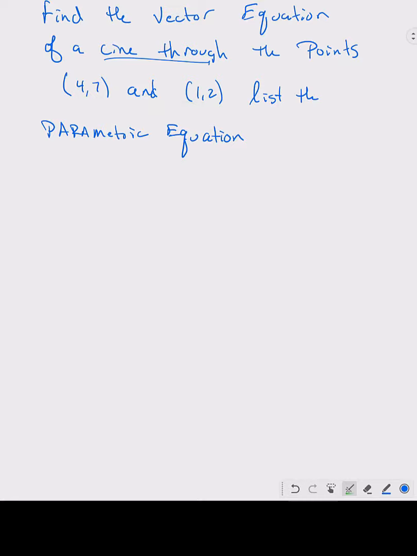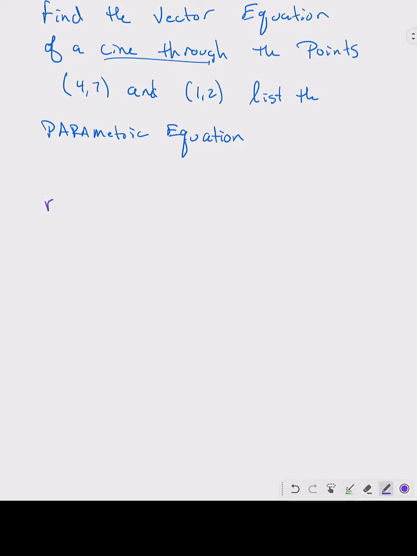One thing to look out for is, in this particular question, it doesn't specifically say if you have to write it so that you go from (1, 2) to (4, 7), or if you need to start at (4, 7) and go to (1, 2). Sometimes it doesn't matter, but sometimes the textbook or question, or even the context, will ask you to do it in one direction or the other, so just be aware of that.